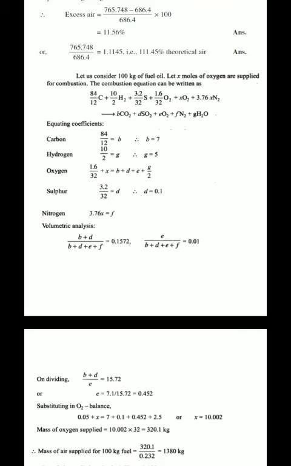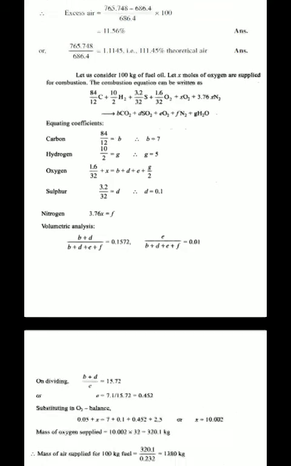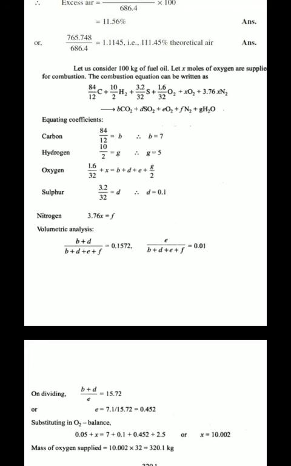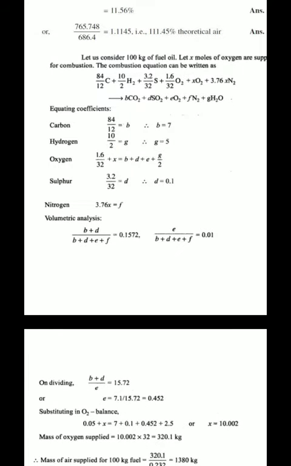You can write the equation, neglecting those terms as asked in the question. So we write the complete combustion equation based on the given conditions. Equating the coefficients, carbon on the left hand side is 84 by 12, and on the right hand side carbon is indicated by the coefficient B of CO2. So B is equal to 7. So we can find the corresponding values of G and the others.